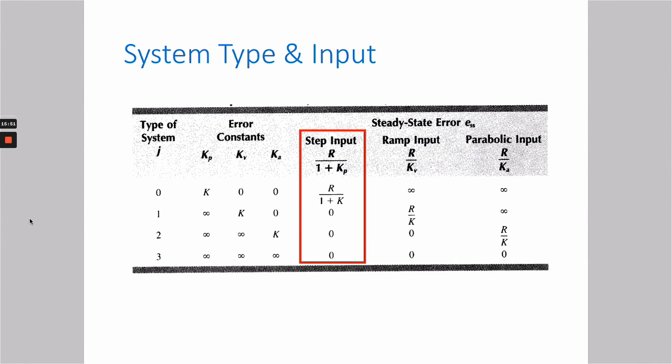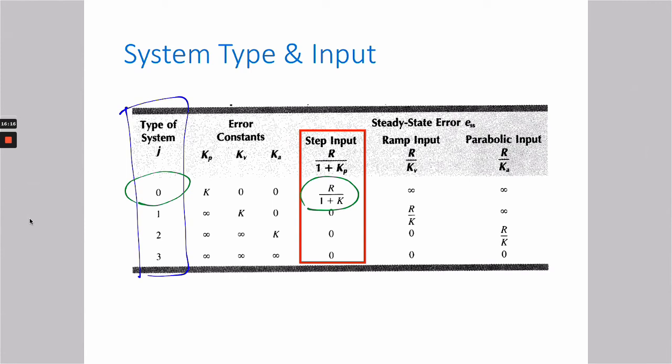Okay, for the step response, this is the step input. For the step input, we have system types: let's say type 0, type 1, type 2, type 3. Only a system type 0 gives you a finite value.